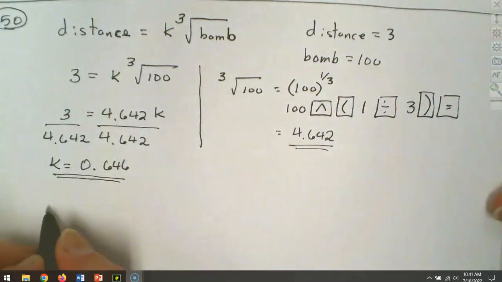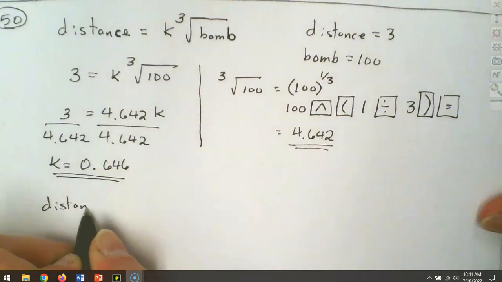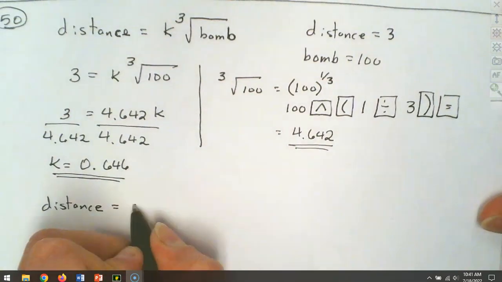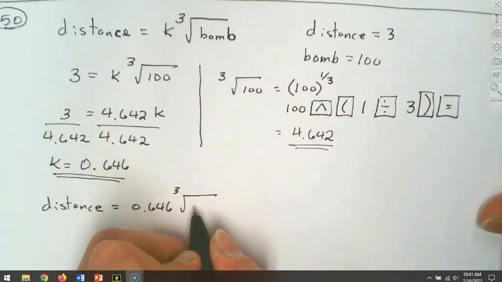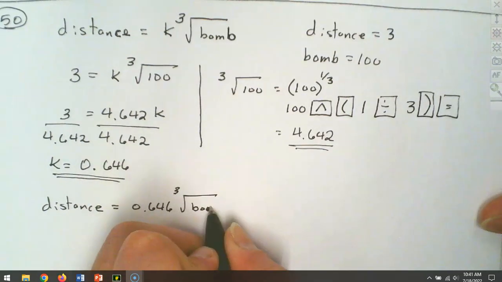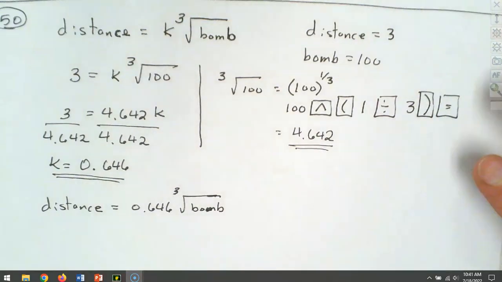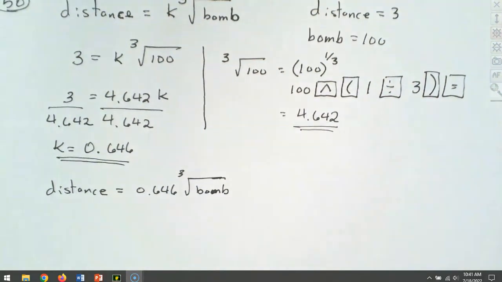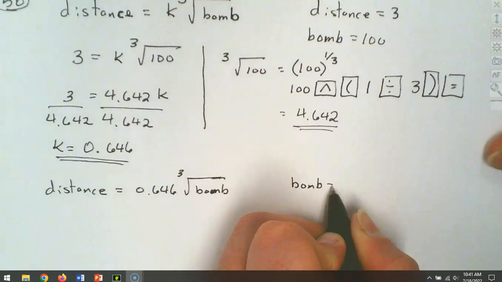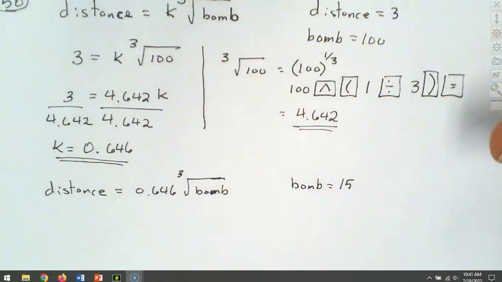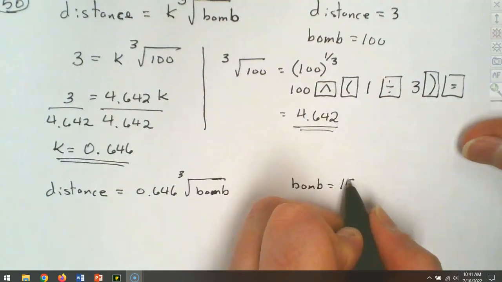So now rewriting, the distance is going to equal 0.646 times the cube root of the size of the bomb, right? Okay, now what are we doing? We are changing this bomb, and it was 100 kilotons. Now it's 150 kilotons. Or not 150, 1,500. Sorry about that. So that bomb is going to be 1,500.